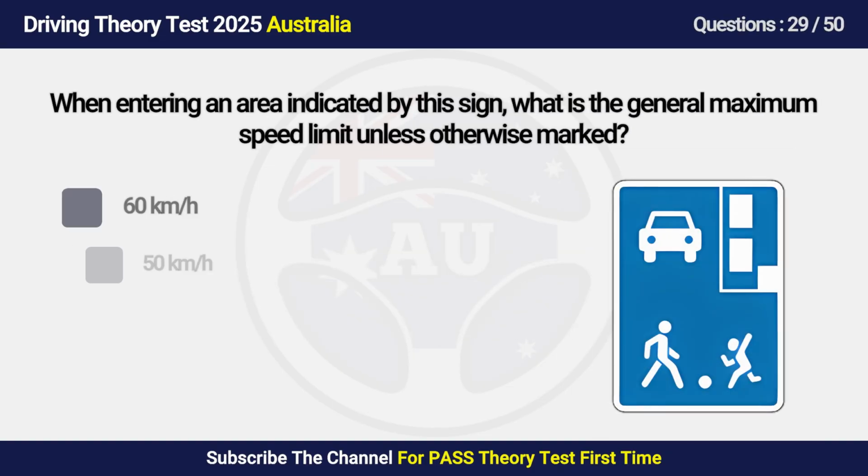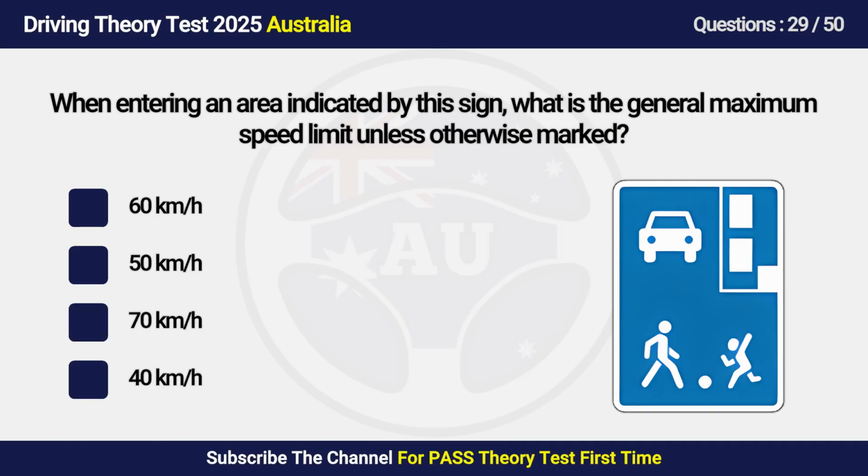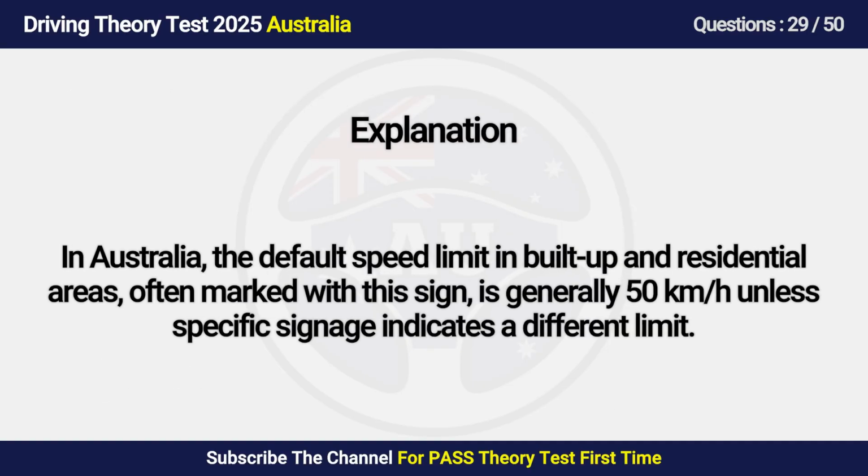Question 29. When entering an area by this sign, what is the general maximum speed limit unless otherwise marked? A. 60 km per hour. B. 50 km per hour. C. 70 km per hour. D. 40 km per hour. Answer is B. 50. In Australia, the default speed limit in built-up and residential areas, often marked with this sign, is generally 50 unless specific signage indicates a different limit.